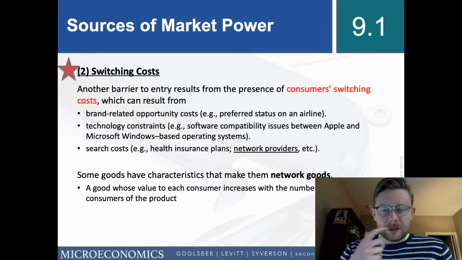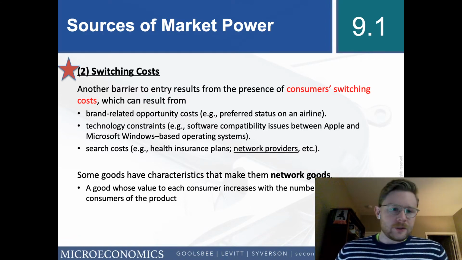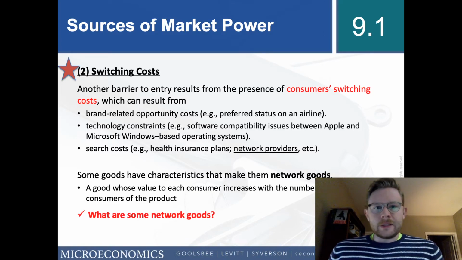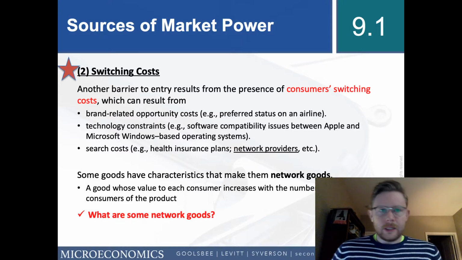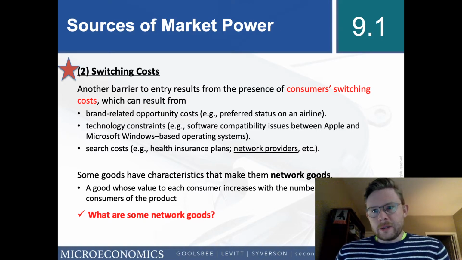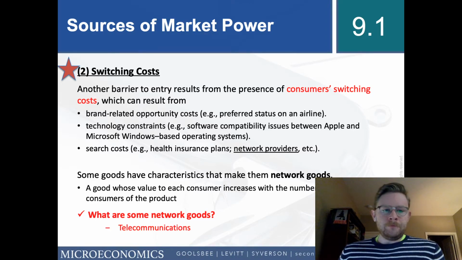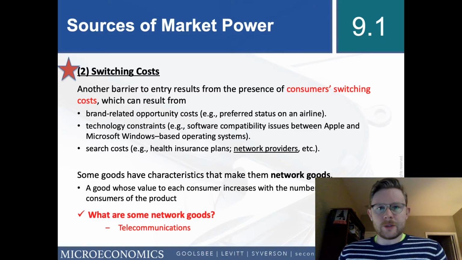Some goods are also network goods. That's just a good whose value to each customer increases with the number of consumers of the product. The classic example of this, maybe it's not classic, it's relatively new, is social networks. I'm more likely to use Instagram, or you're more likely to use Facebook or TikTok or whatever, because other people are using it. The product's value to you increases the more people who are using it. Telecommunications is similar.